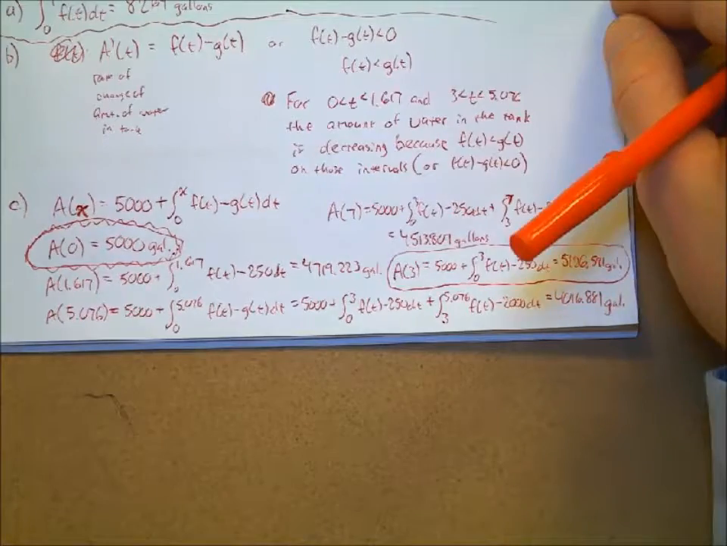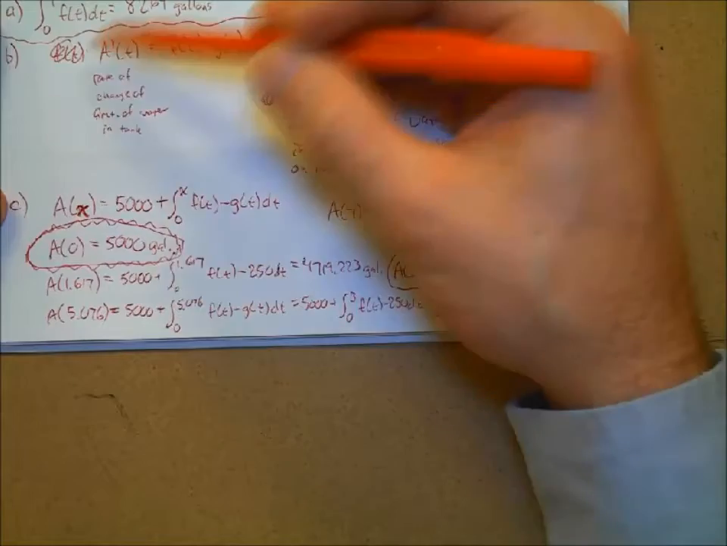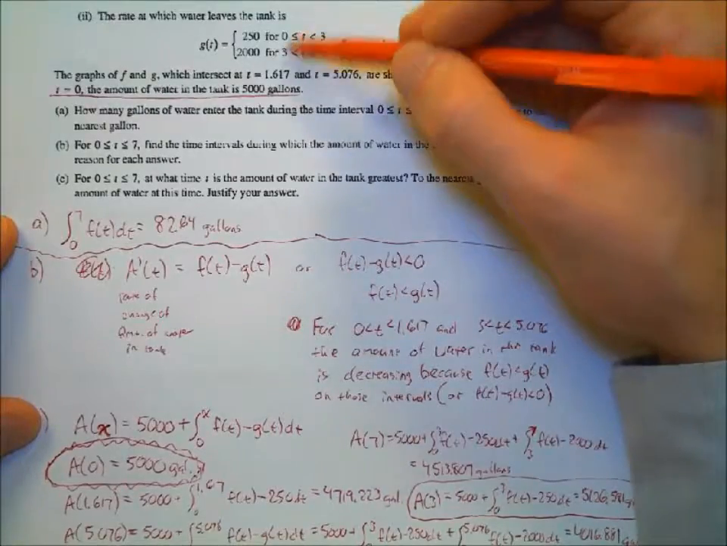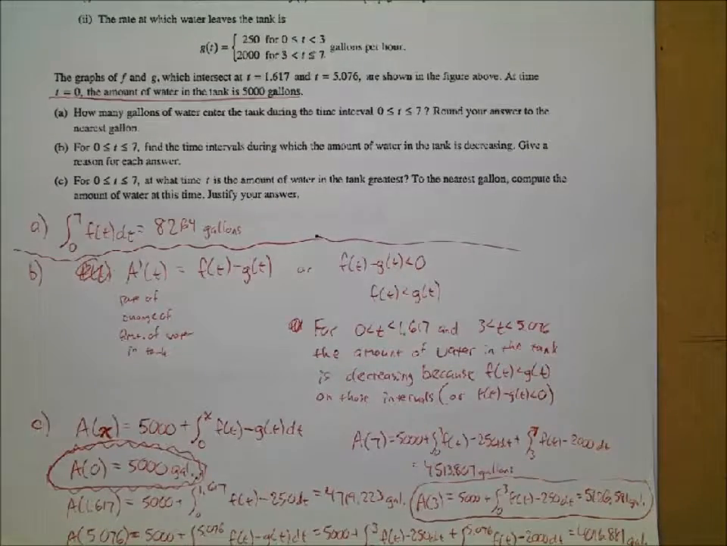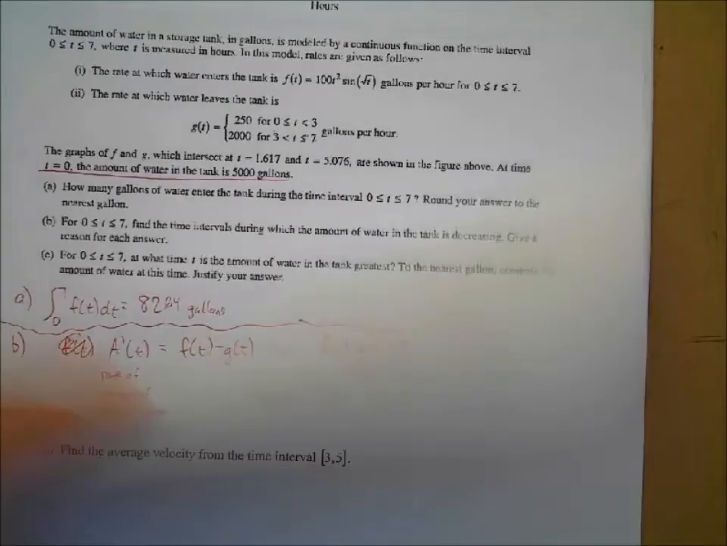So be careful. Yes, we want to know when the derivative is 0, but we also want to know when the derivative does not exist. The derivative here would not exist when t is 3, because g doesn't exist at 3. So something to keep in mind there as well. All right. That was fun.